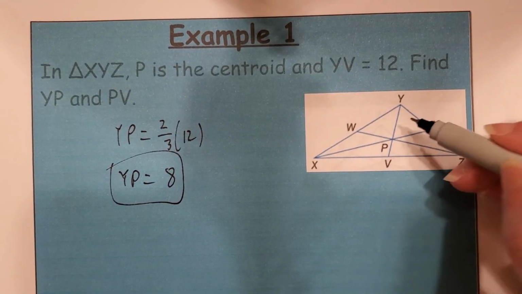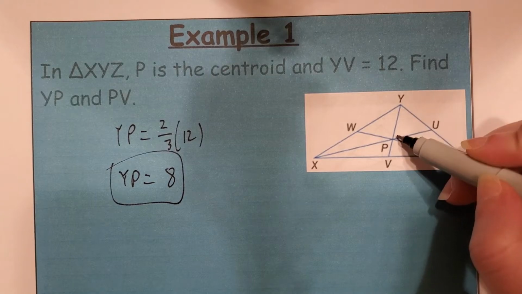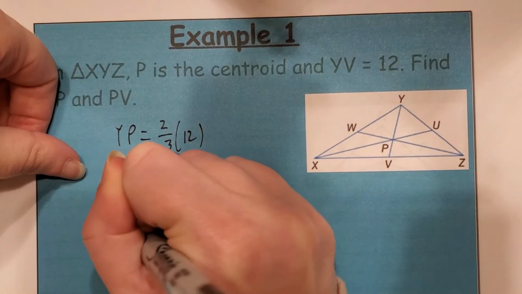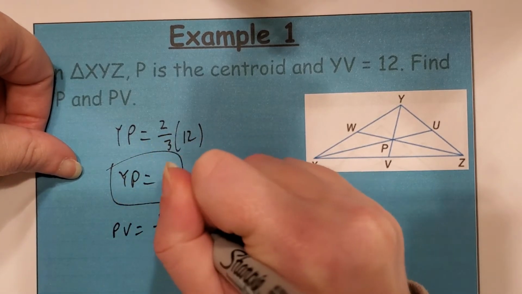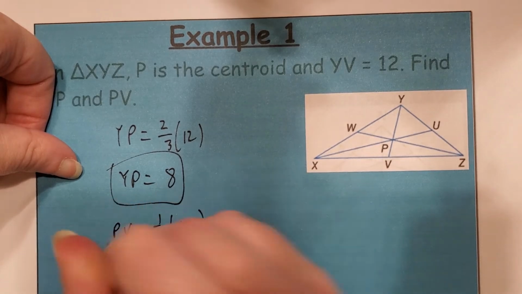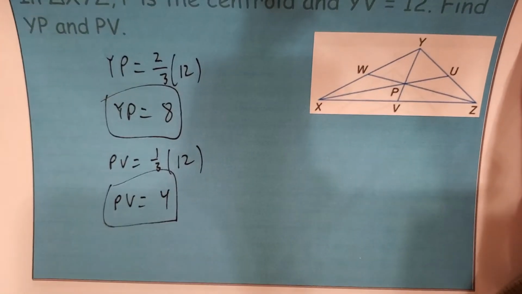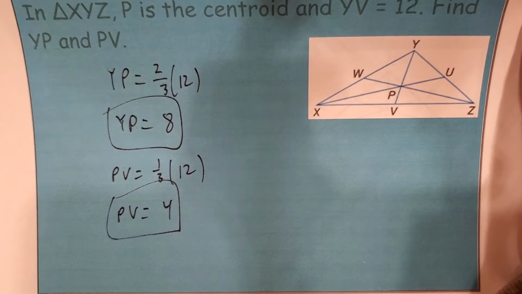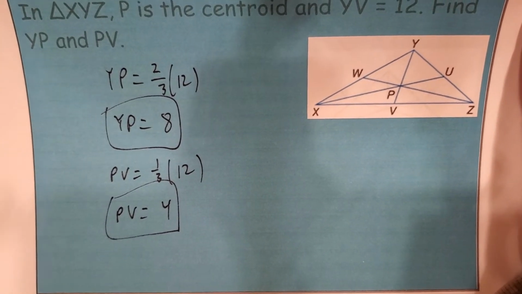Because YP is 2/3, PV is 1/3. PV is 1/3 of the entire median. So PV is 4. And there you go. If you're finding two separate pieces of the median, it should add up to the entire median. So 8 plus 4 should be 12, which it is.